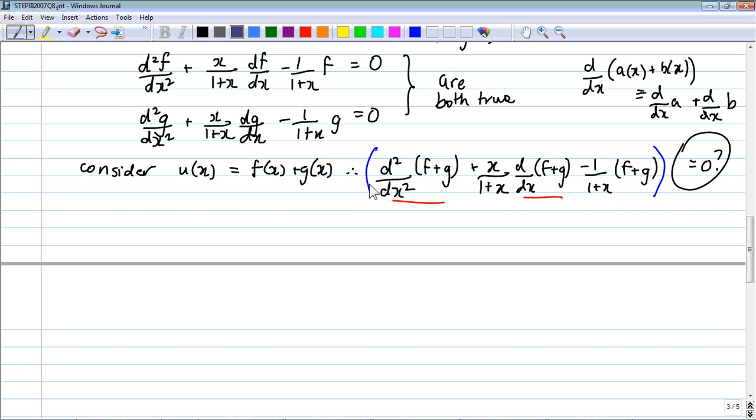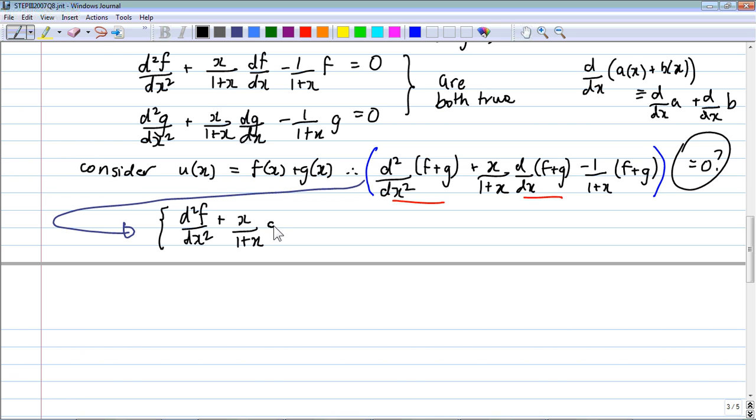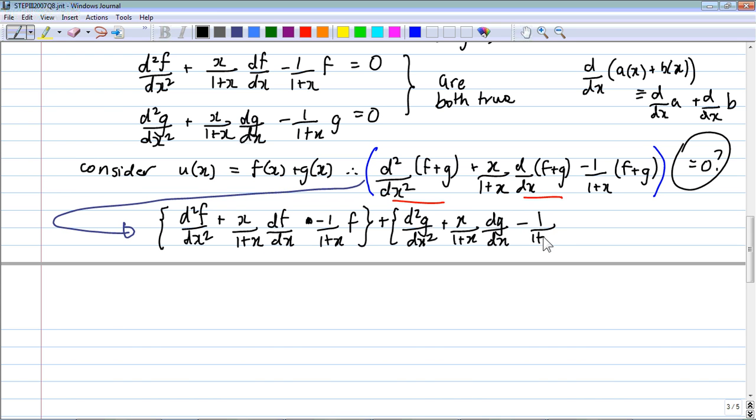So I can rewrite all of this as d2f by dx squared plus x over 1 plus x df by dx minus 1 over 1 plus x f, and then add separately d2g by dx squared plus x over 1 plus x dg by dx minus 1 over 1 plus x g. And we know that both of these terms are 0. This whole bracket here is 0, this whole bracket is 0, so this whole thing is 0.